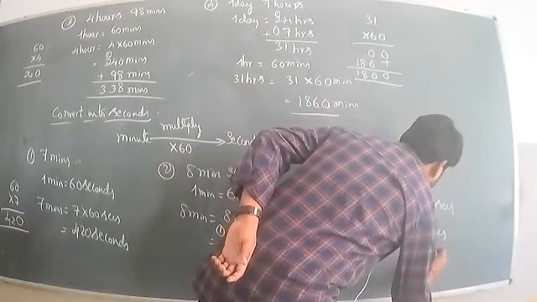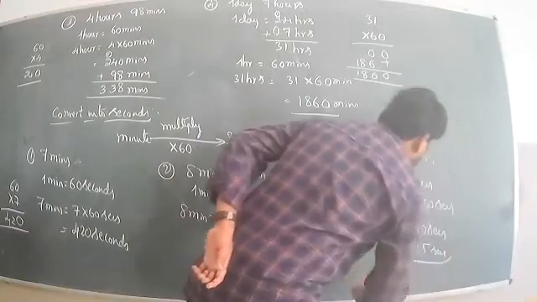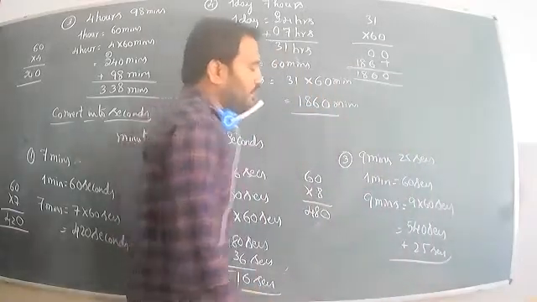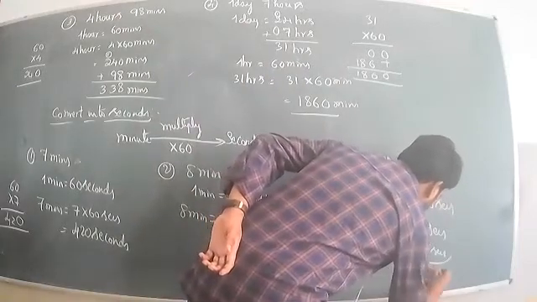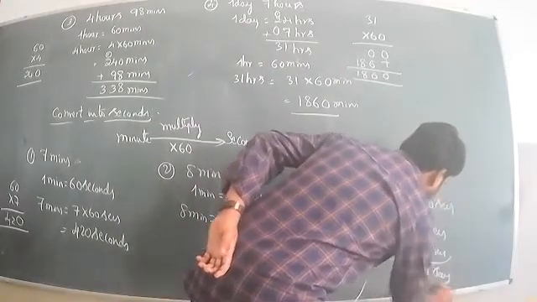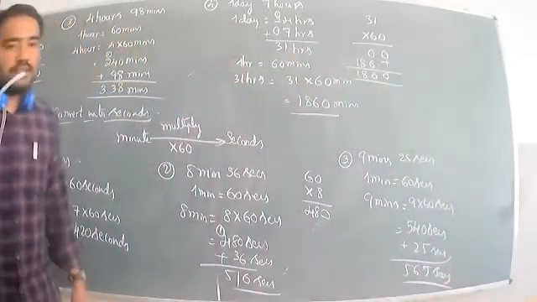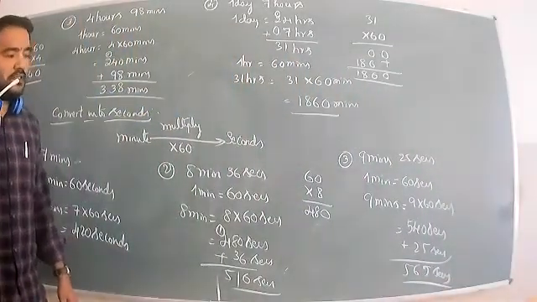So what is that? 25 seconds add, because it is already in the question. So okay, now 5 plus 0, 5. 4 plus 2, 6, 565 seconds. 565 seconds. This is the answer.